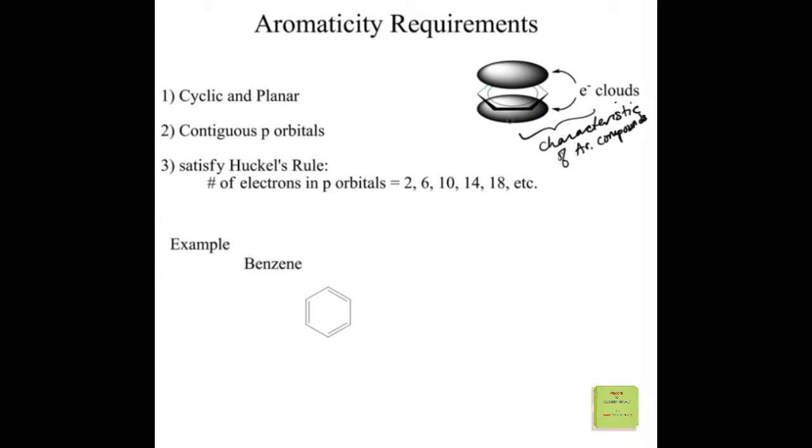So how do we get there? Well, first of all, it must be a cyclic molecule like benzene. It has to be a ring, and it has to be planar. So we're going to be looking at flat molecules like benzene, and we must have contiguous p orbitals. Just like benzene, we need a p orbital on every single atom. Now how do we get a planar molecule that has a p orbital? Typically, we're looking at an sp2 hybridized atom.